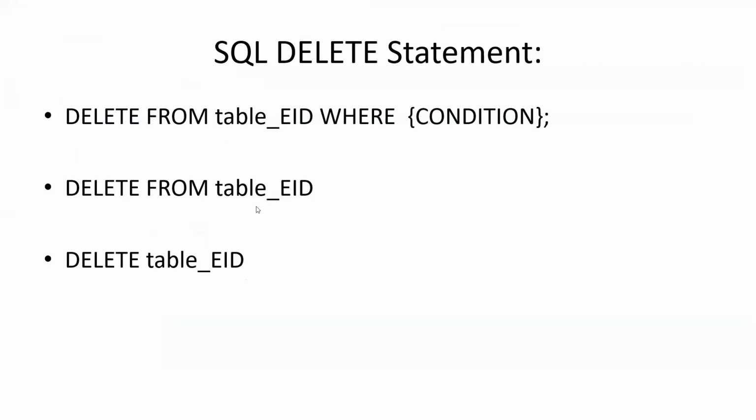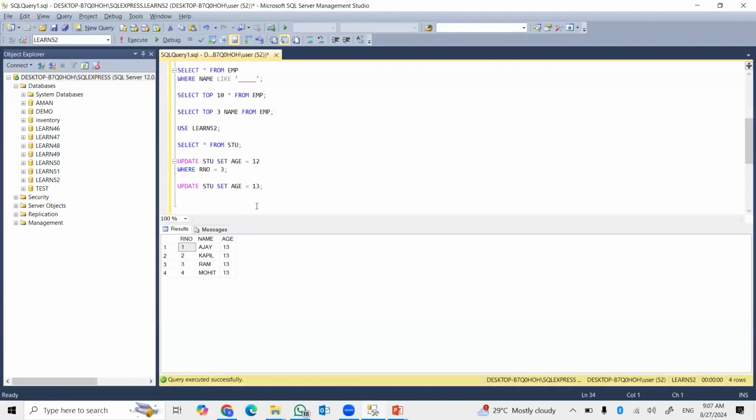The next command is the delete command. Delete is a part of which category? DML, data manipulation language. That means it will only impact the data. It will not impact the structure.